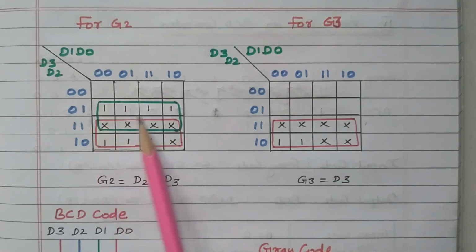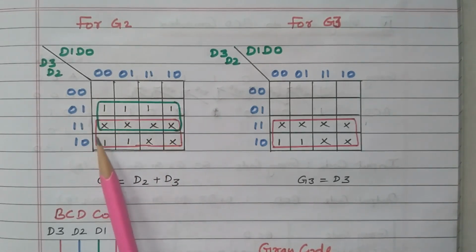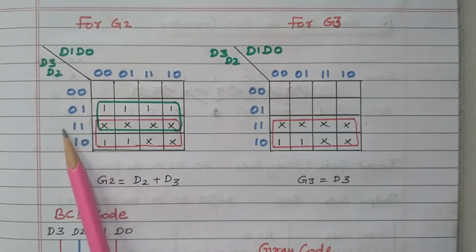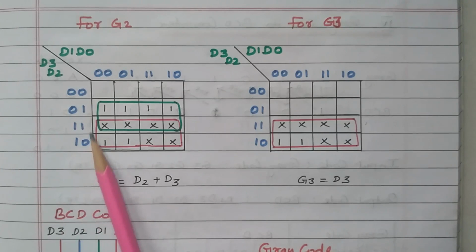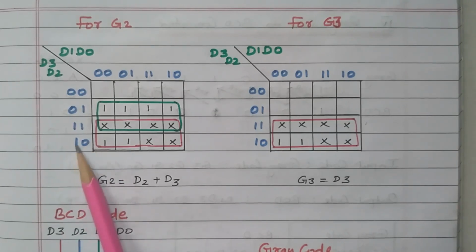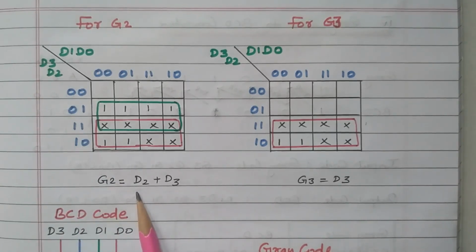Now we'll see the grouping of these 8 cells. Second row, third row and fourth row. What is available in the third row? 1, 1, 1, 0. The first number 1 is available in both, but the second number, 1, 0, got cancelled. Only the first number is 1. What is the first number? D3. Right? So it's D3. So here we have D2 plus D3. We have the simplified expression D2 plus D3.